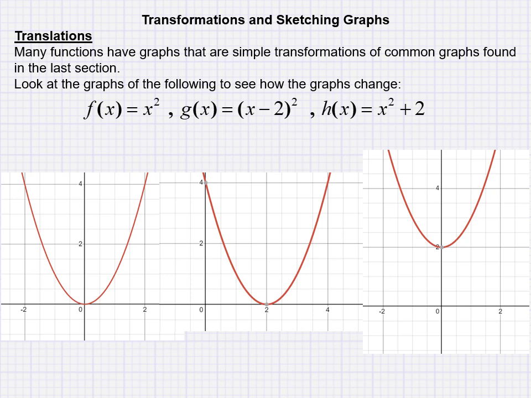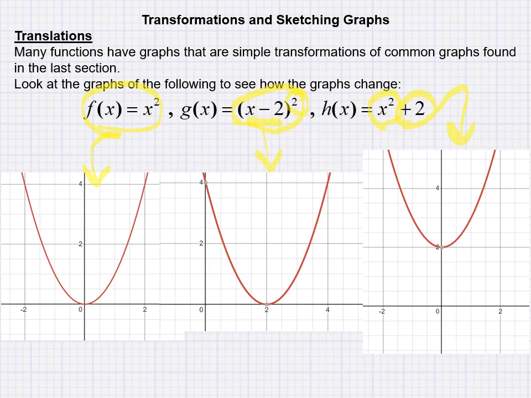So let's look at three functions all related to the squaring function. We have our basic f of x equals x squared, and that's depicted by this graph right here. Then we have this (x minus 2) squared. In this case, we subtracted 2 from the x before we squared it, and that would be depicted by this graph right here. And then the last one is x squared, and then after we square, we add 2 to that square, and that's depicted by this graph right here.